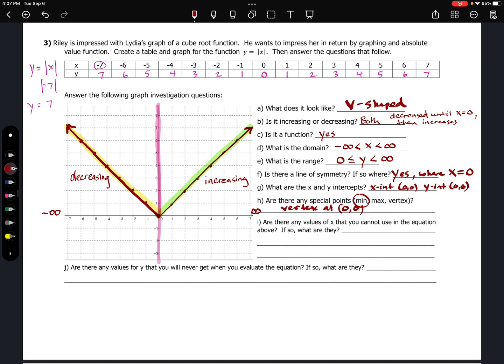And then it says, are there any values of x that you cannot use in the equation above? If so, what are they? I don't believe that there are any that we could not use in the equation above. Right, we could plug in anything in there and take the absolute value. Okay, so I would say no. You can take the absolute value of any positive or negative number.